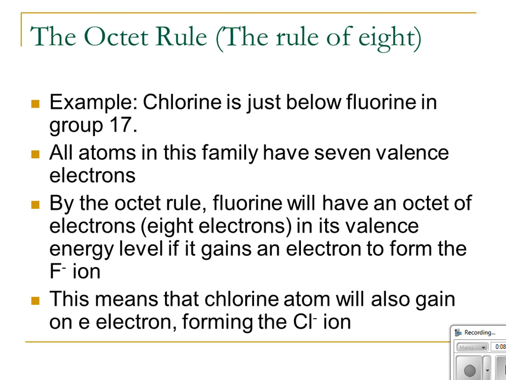But for example, right now, chlorine is just below fluorine in group 17, and all atoms in this family have 7 valence electrons. By the octet rule, fluorine will have an octet of electrons, or 8 electrons in its valence energy level, if it gains an electron to form the F1 minus ion. That means it has 1 extra electron. So the chlorine atom will also gain 1 electron, forming Cl minus. Because they have 7, they want to have 8, so they're minus 1, meaning they have 1 extra electron, because electrons are negative.